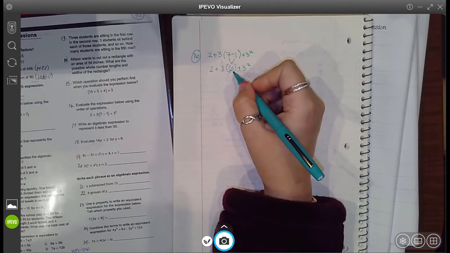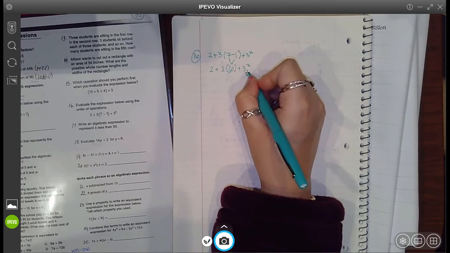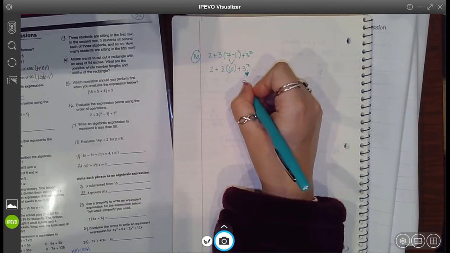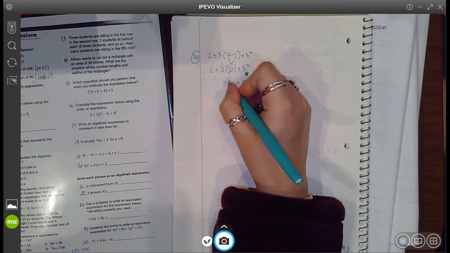Okay, parentheses are down to a single number. Do you see any exponents? Yes, that 3 squared, and 3 squared is 9. Bring down your other stuff.